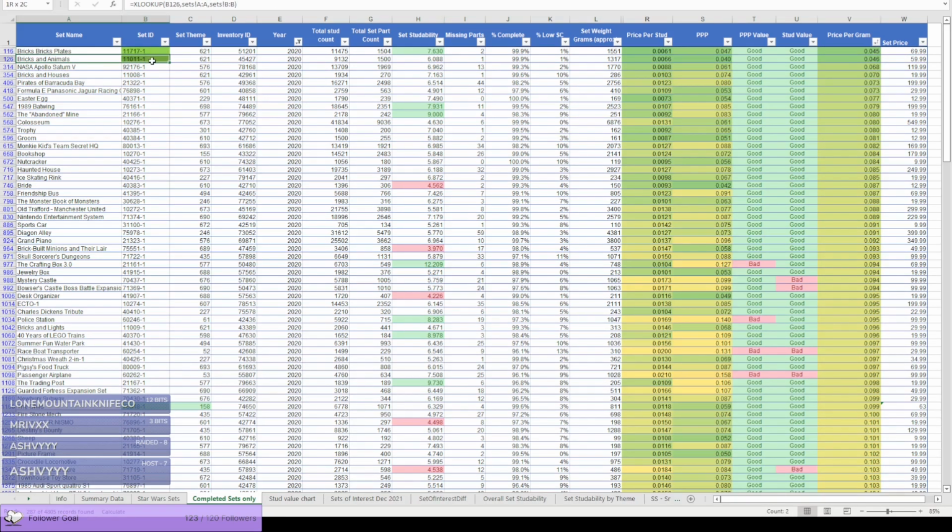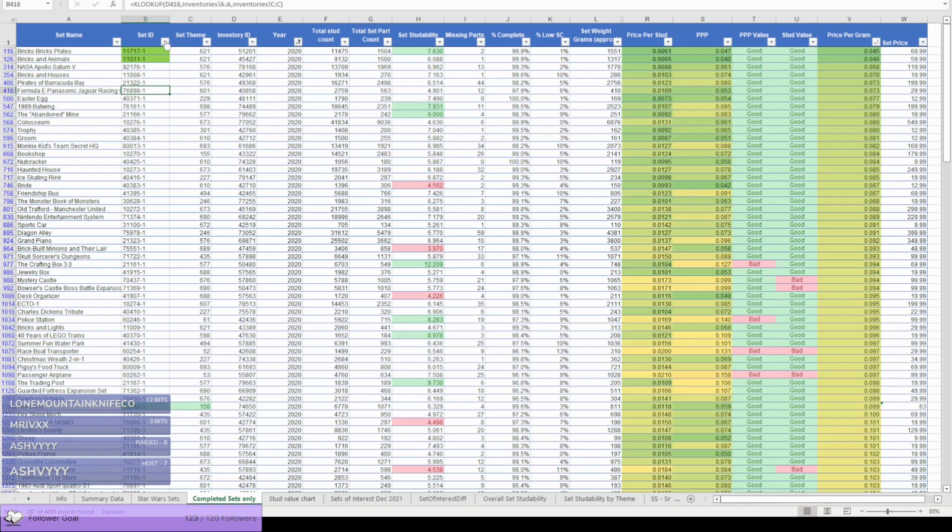Bricks and Animals right behind it, 0.046 cents per gram. So this is where you can start saying, hey, what should I go out and buy? Look at the weight, look at the price per stud. Is it a good value? Is it a bad value?